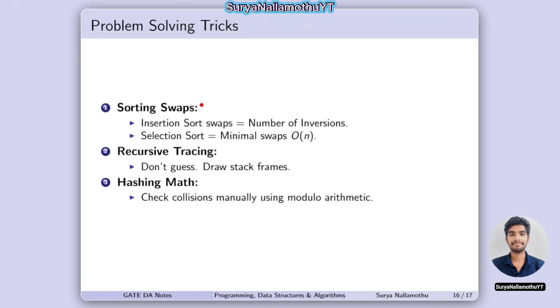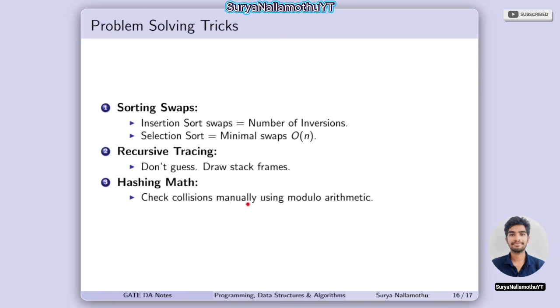These are the problem solving tricks. They are helpful for solving some problems. Sorting swaps: insertion sort swaps equal the number of inversions. Selection sort swaps equal at most n minus 1 swaps. Recursive tracing: don't guess, draw stack frames. It means you need to draw the stack frames, then you get the recursive tracing.